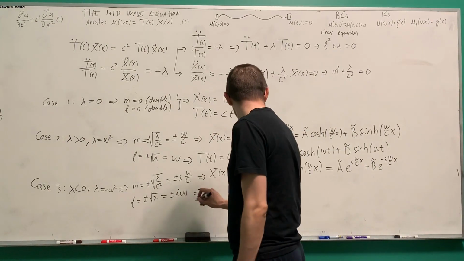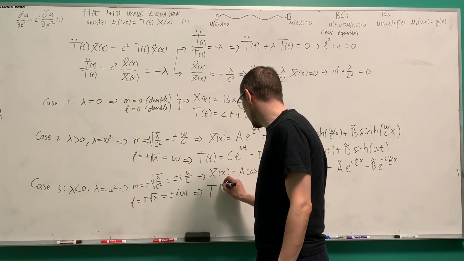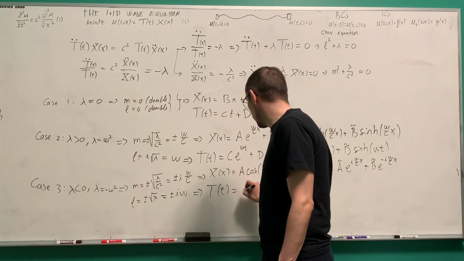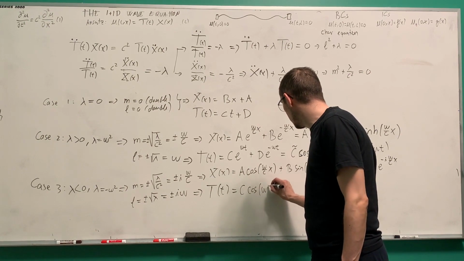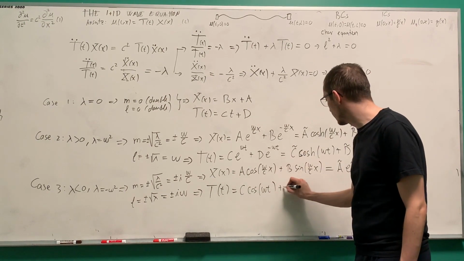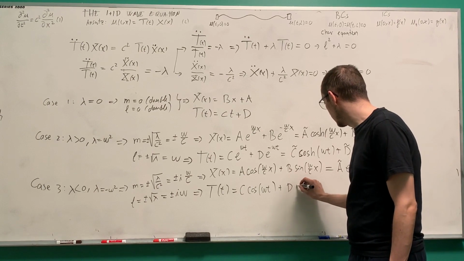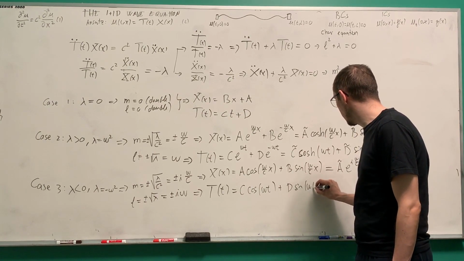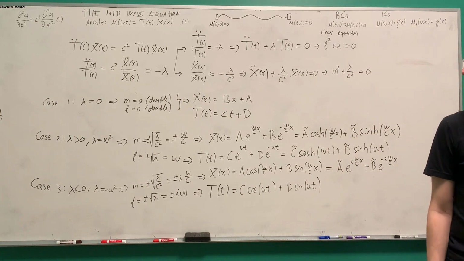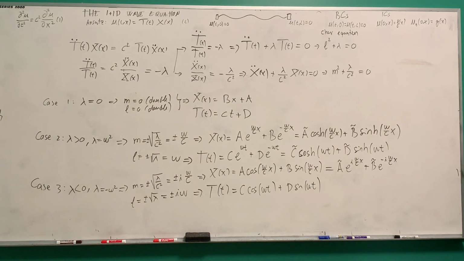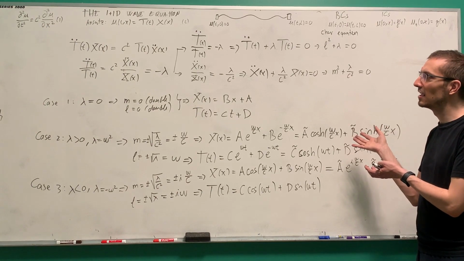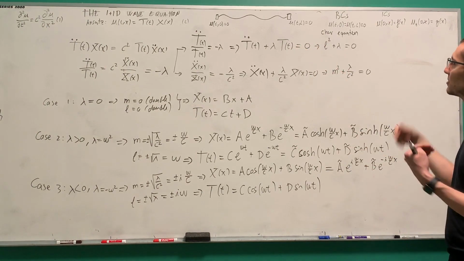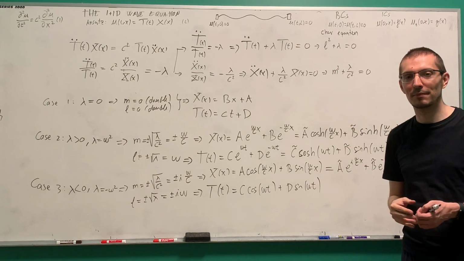As for T, I'm not going to write it like that for T, but I could if I wanted. For T in this case, we would have c cosine of omega t plus d sine omega t. Alright, so those are the three cases that we have. Let's collect what the results are like in the three cases, put them somewhere there, and let's start to solve the problem at hand.